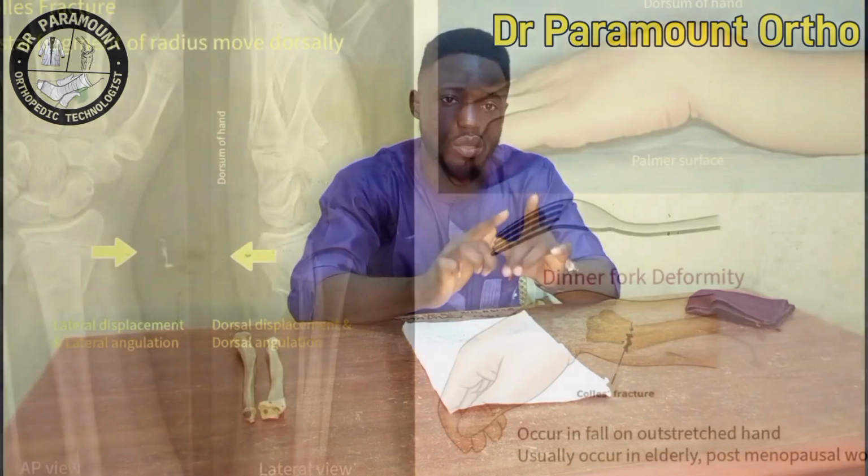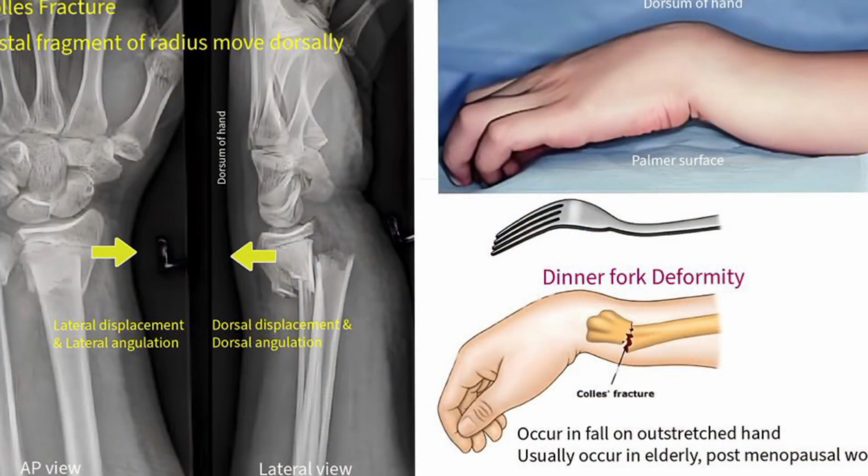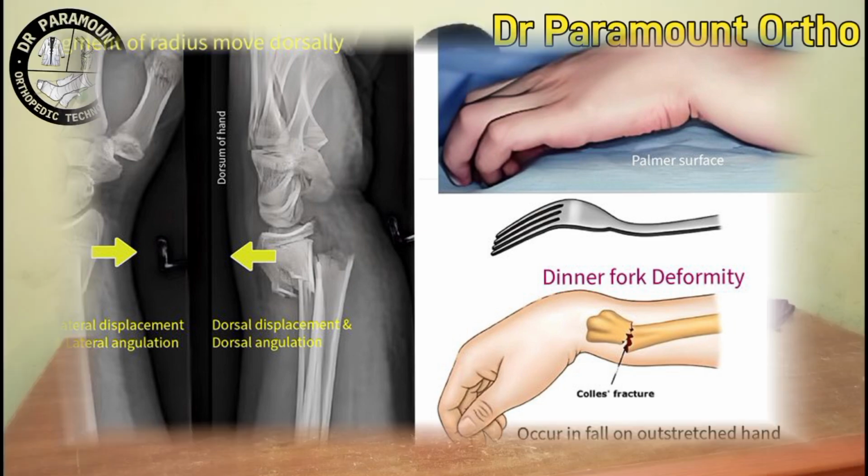can actually lead to Colles fracture. So, like I said the other time, it has a clinical deformity that is called dinner fork deformity, and it's very simple to diagnose. When you see a patient that has sustained a Colles fracture, this is one of the ways that you will know that it's a Colles fracture.